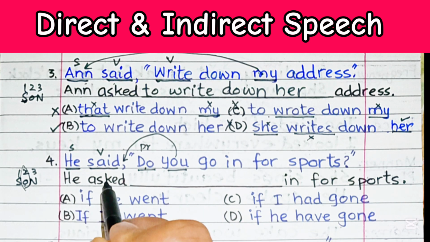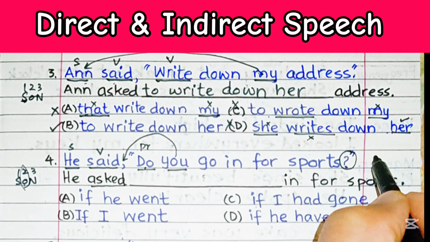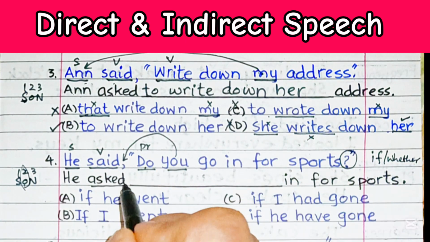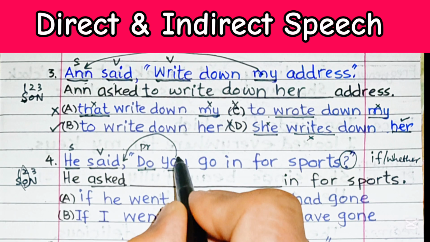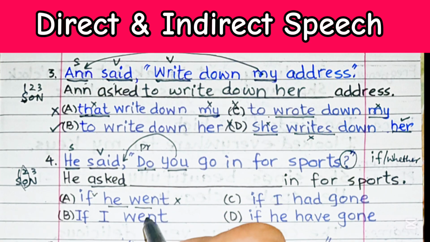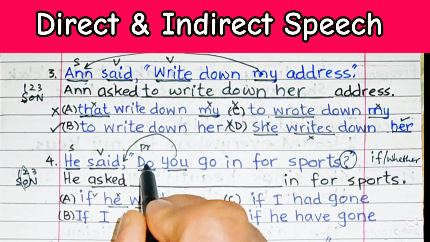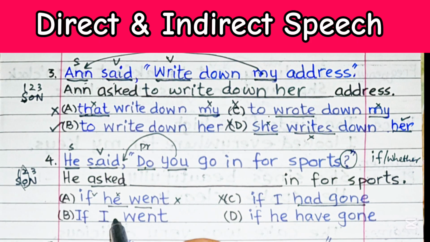He asked, and the verb asked is to be put over there because there is a question mark. If there is a question mark, we use if or whether to connect two clauses, two speeches. He asked if he went, so you is to be changed with the object, so this is not correct. If is good, but he went, this is not good. If I had gone, so this is past and this is in present. It gets converted into past. So this is past perfect, so this is also the wrong option. He asked if I went. This is good, I went.